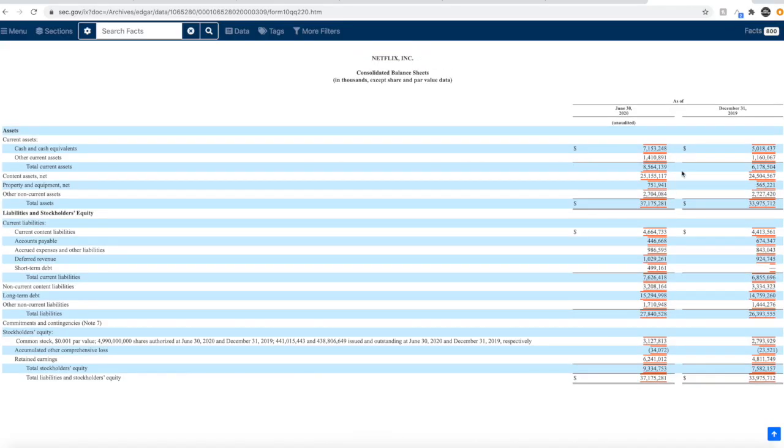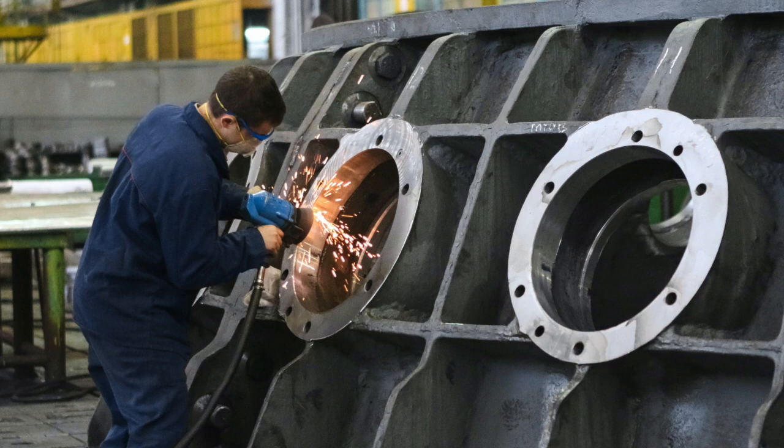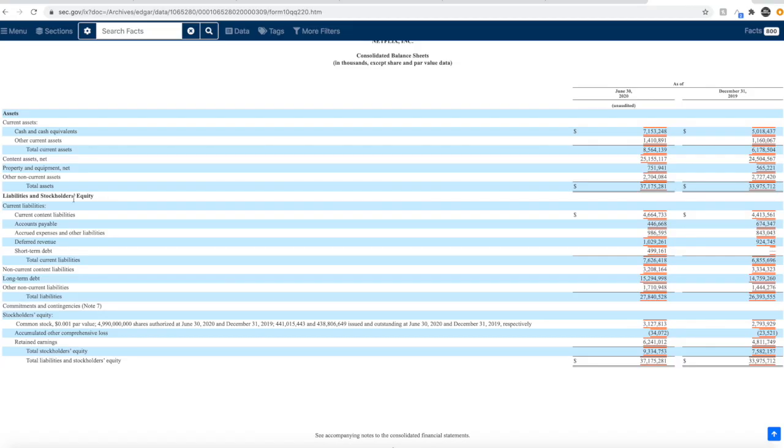Netflix is a classic technology business because a lot of their assets are not actually physical, they're in the form of content. An oil and gas company or a manufacturing company would have a lot more assets in property, plant, and equipment. The next section of the balance sheet is the liabilities and stockholders' equity section. And for the balance sheet to actually balance, the liabilities and stockholders' equity have to equal the assets.